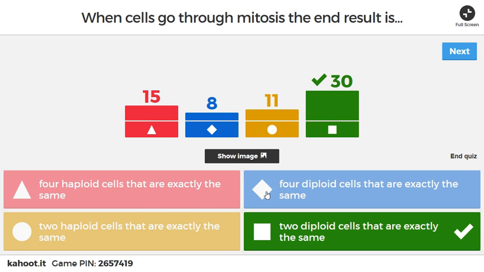So we have the same thing here. So if it can't be these two, so we go down here. So two haploid cells that are exactly the same. It is two cells, but they're going to be diploid, not haploid.